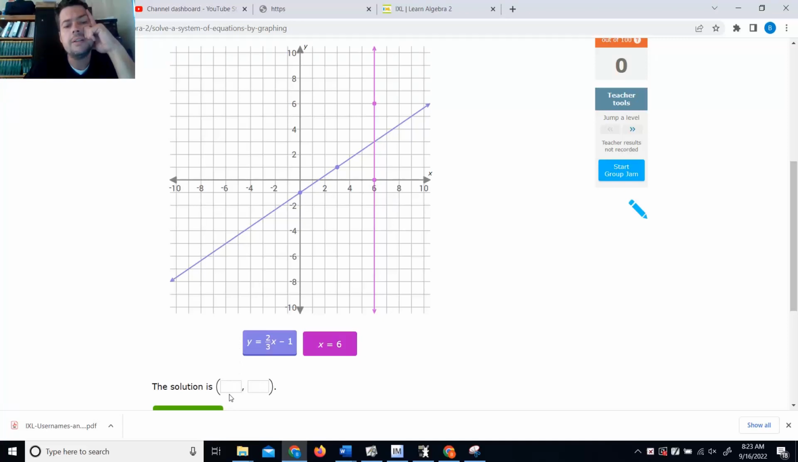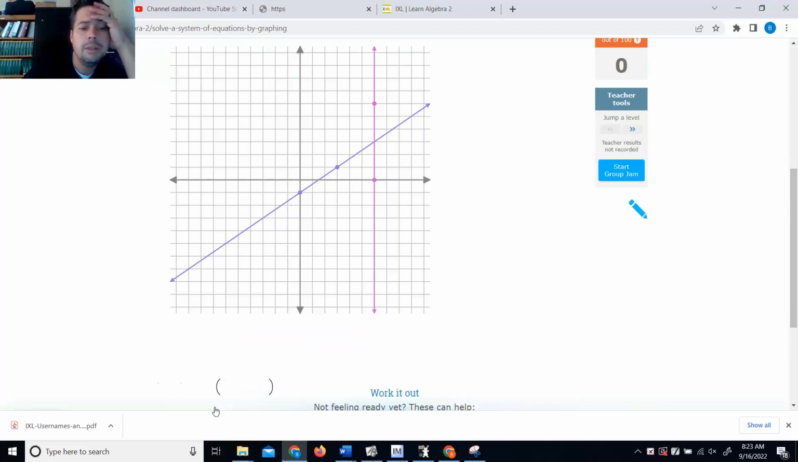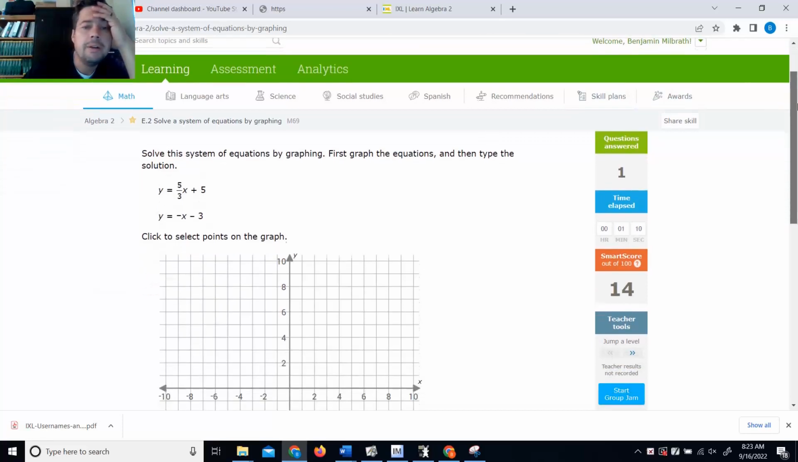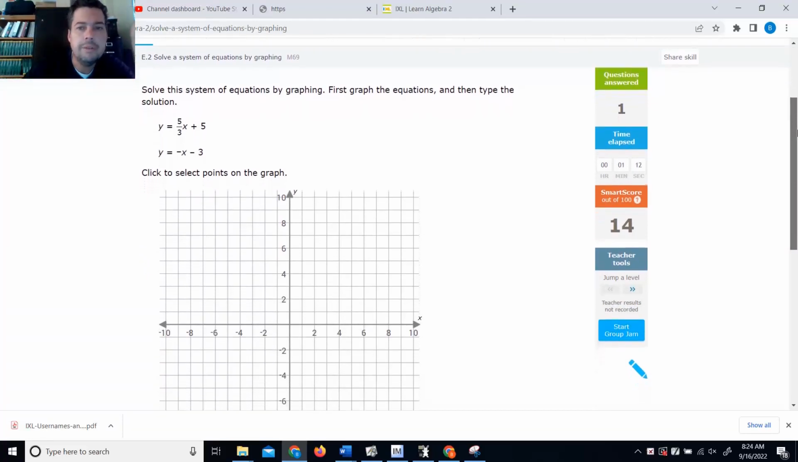I was going to teach a lesson on this, but I'm just going to have you do it in Excel. That way you can do it when I'm not here. Solve this system of equations by graphing. First graph the equations, then type the solution.